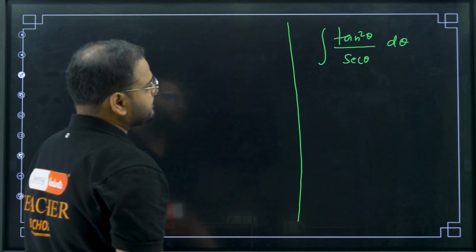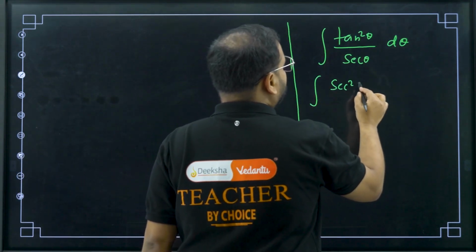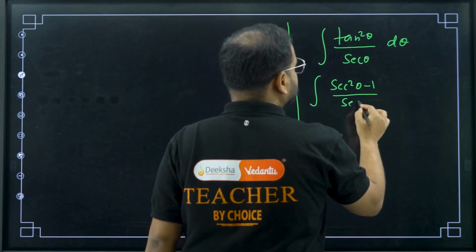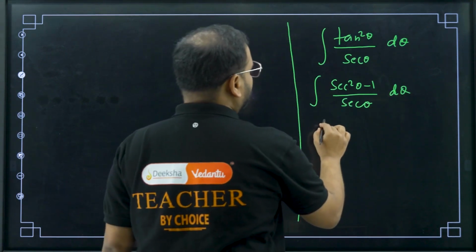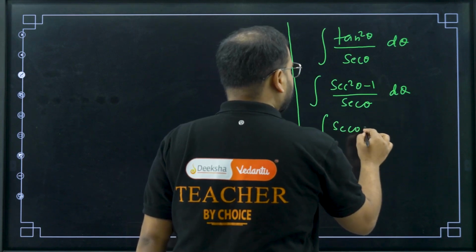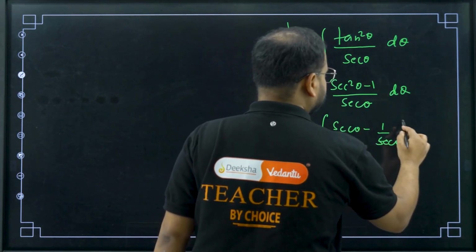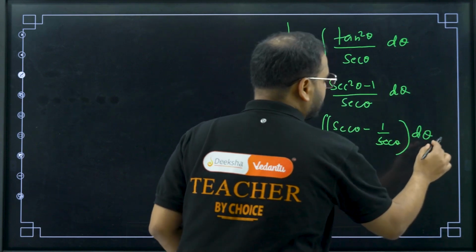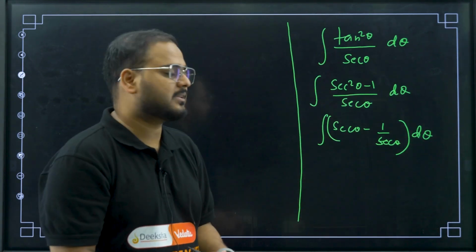Now moving on, write this as integral of sec square theta minus 1 upon sec theta d theta. Divide this individually. What are you going to get? You're going to get sec theta minus 1 by sec theta d theta. Sec square by sec is sec, and 1 by sec is simply 1 by sec.